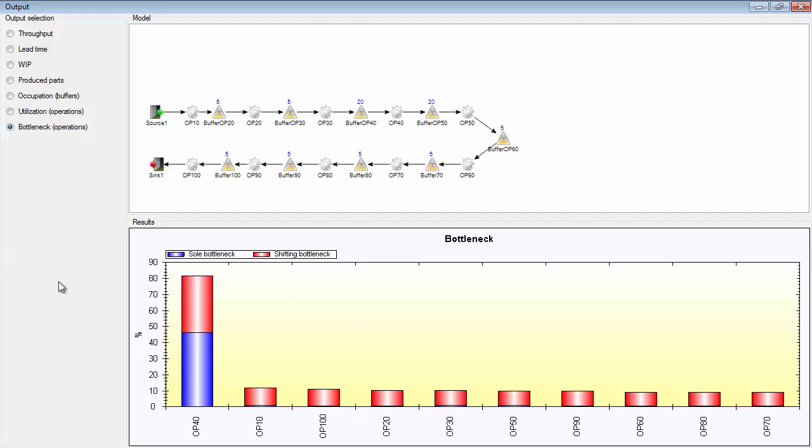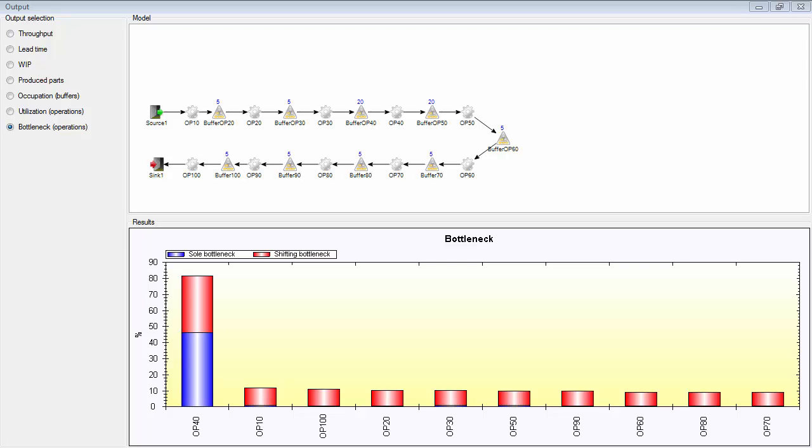An important thing to say about this analysis is that the sole bottlenecks are the ones that affect the system quite a lot, whilst shifting bottlenecks are not that clear. It's hard to say what the reason is for it being a shifting bottleneck, but first take care of those operations that have the sole bottlenecks.